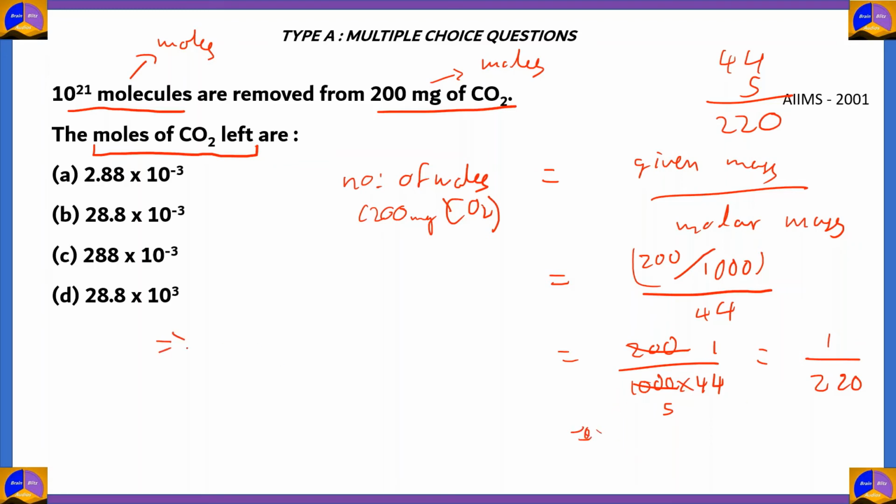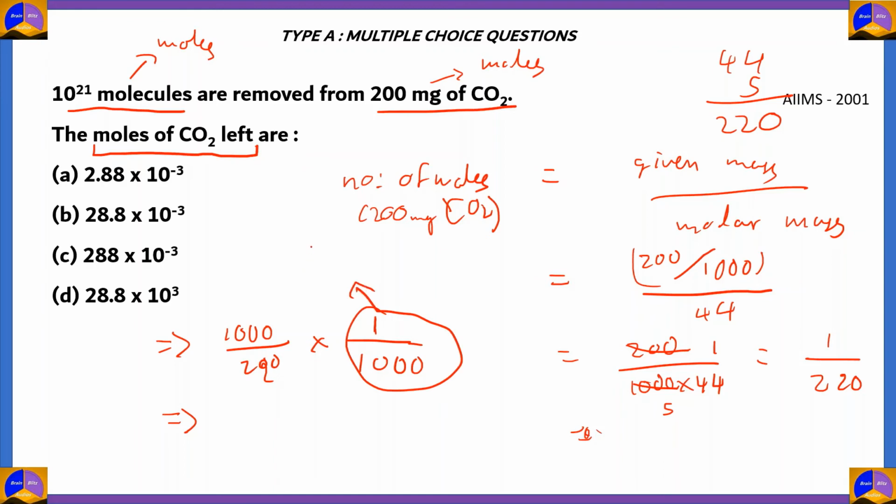How do you do this division? That is simple. Let's multiply 1,000 to the numerator. So we have to multiply 1,000 to the denominator as well in order to make it equal. So 1,000 by 220 into 1 by 1,000. 1 by 1,000 is 1 by 10 raised to 3, which is 10 raised to minus 3. So we'll get 1,000 by 220 into 10 raised to minus 3.